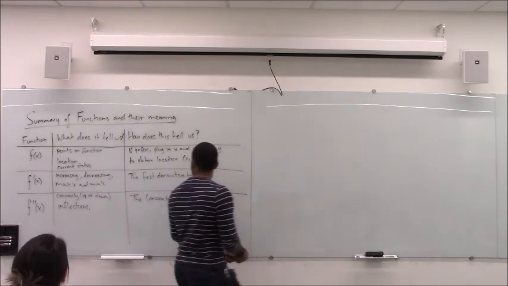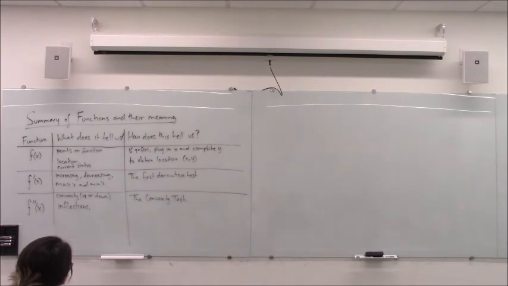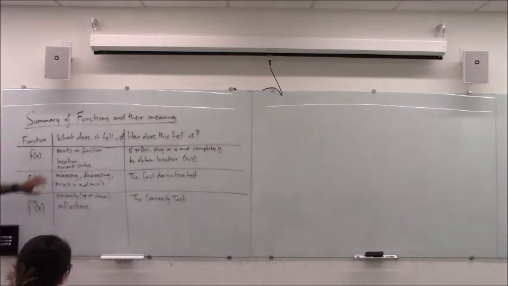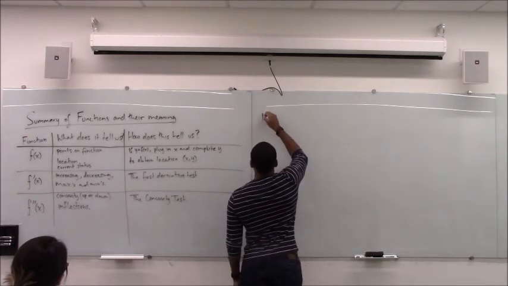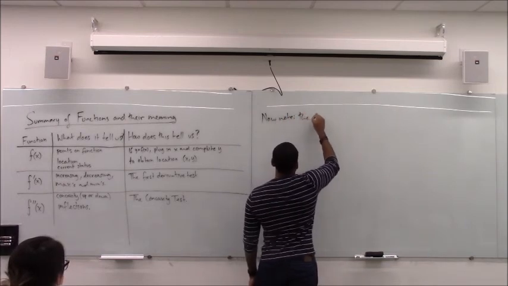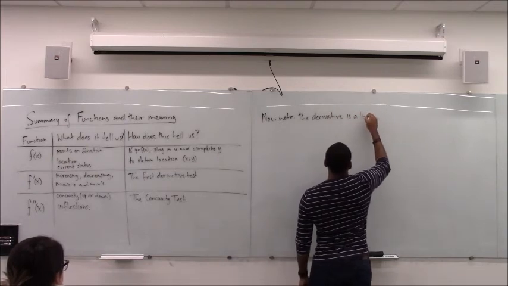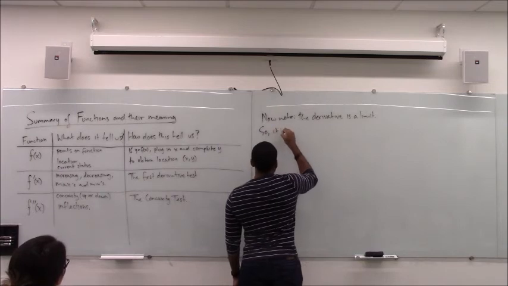Now, probably the last thing I want to talk about today is, so if we can find derivatives, this is the information we can get. However, the derivative is a limit. Now, note, the derivative is a limit. So, it turns out it may not exist.